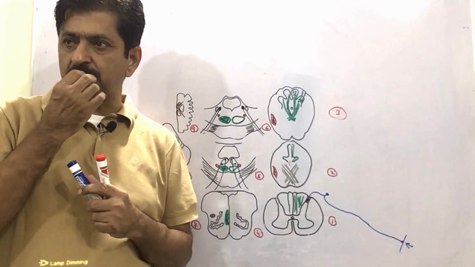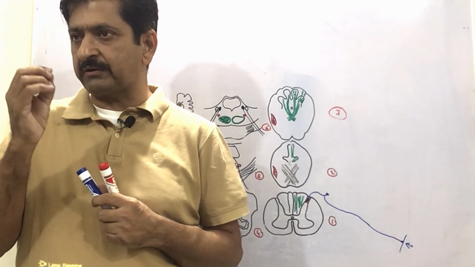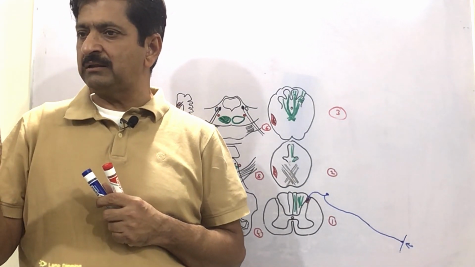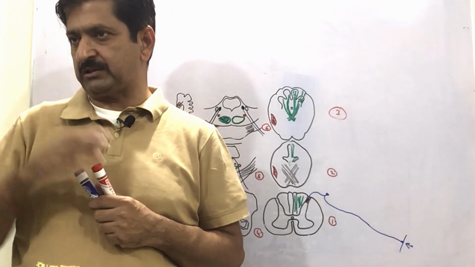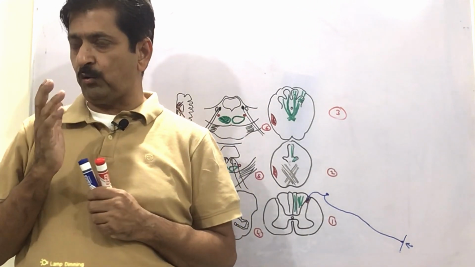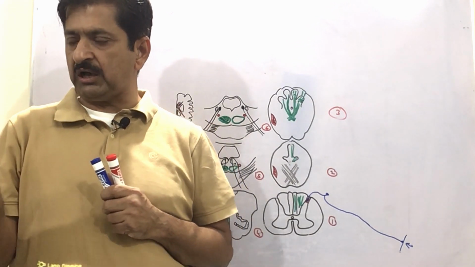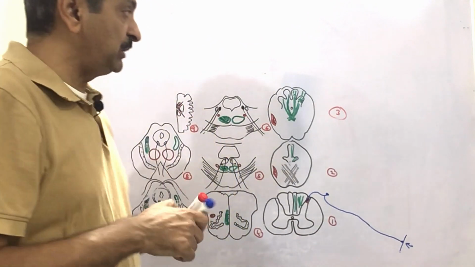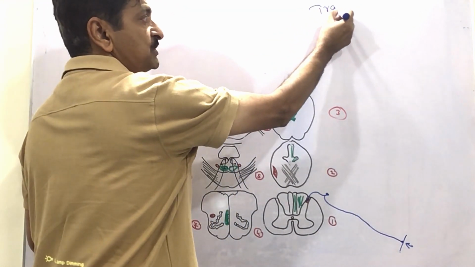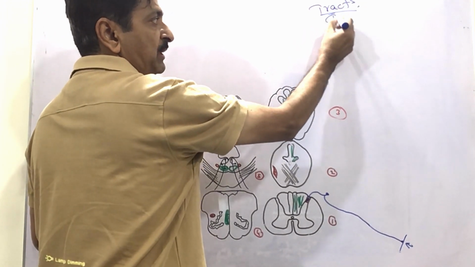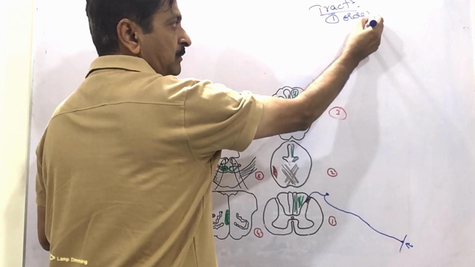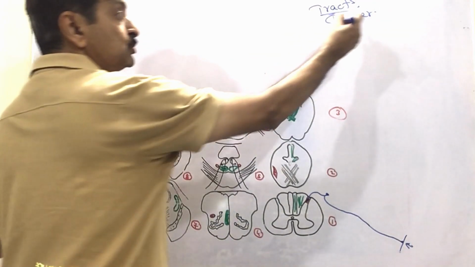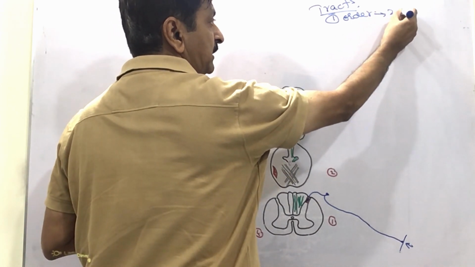And when the word tract comes to your tongue, you have to ask yourself questions on the tract. Number 1, order of neuron. Which order of neuron? If the tract starts from substantia gelatinosa, second order. Means you say order of neuron, answer is second order.